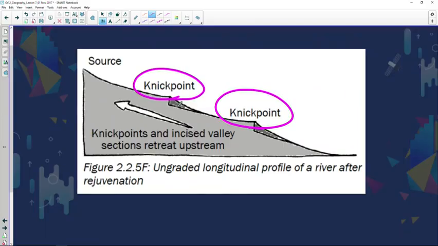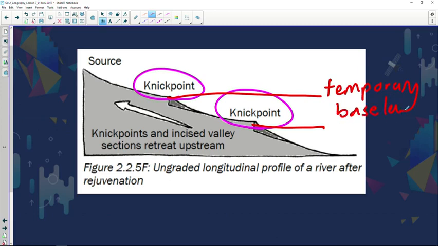We were busy discussing the graded and ungraded profiles of a longitudinal river, the profile of a river. Now, as you can see, we continue with an ungraded river. As you can see, there are nick points over there due to an increase of velocity, volume of water, and maybe because of upliftment of land. And as you can see over here, we've got a temporary base level of erosion.